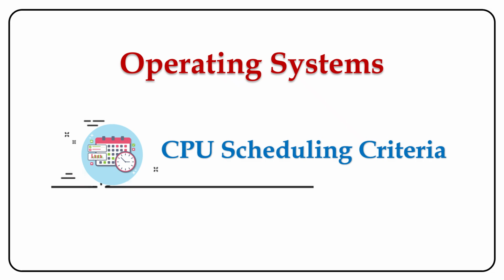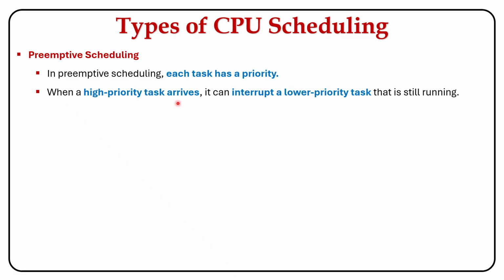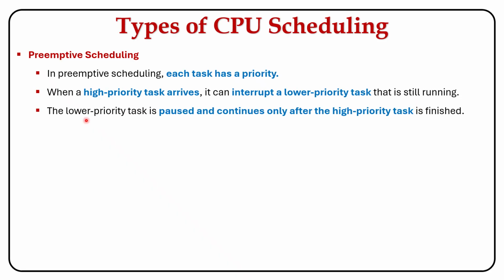In this session, let's learn about CPU scheduling criteria. As a part of introduction, let's start with types of CPU scheduling. The first comes preemptive. Yes, in preemptive scheduling, each task has a priority. When a high priority task arrives, it can interrupt a low priority task that is still running. The low priority task is paused and continues only after the high priority task is finished.